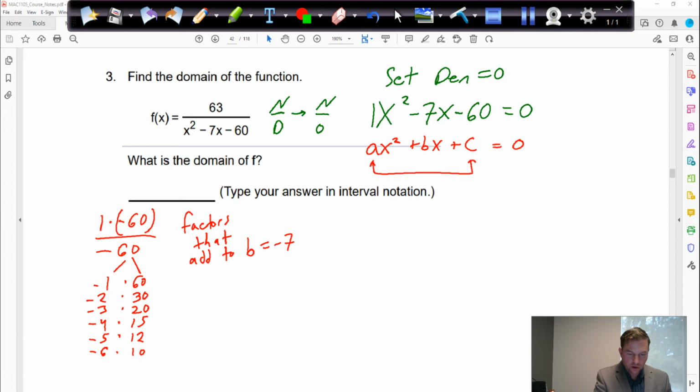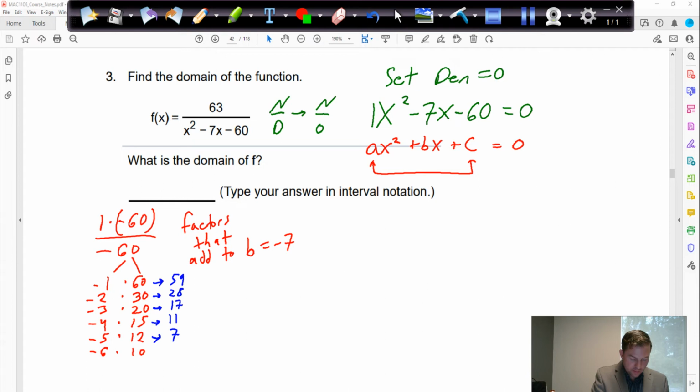So notice all of those multiply to be minus 60. Now we look at what they add to be. So this would be 59. This would be 28. This would be 17. This would be 11. We're looking for minus 7, so we're getting a little closer. This would be 7. So we're close. We're just off by a minus sign.